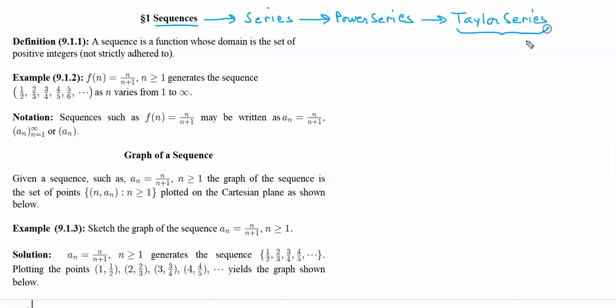Taylor series are of particular importance because we can use Taylor series to write very common functions like sine, cosine, natural logarithm, and the exponential function e to the x as a series of polynomials added together. And so this is a very important topic in mathematics. So let's begin with a discussion of sequences.